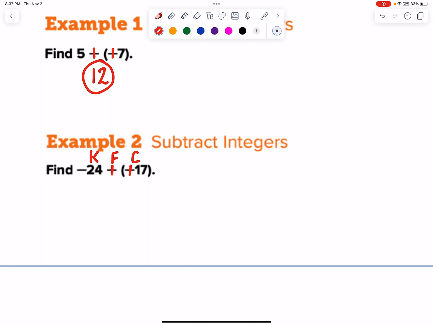So we sing our song as soon as we have addition. Same signs add and keep, different signs subtract. Keep the sign of the bigger number, then you'll be exact. Well, the bigger is the 24, which is negative, so I'm going to put that first.